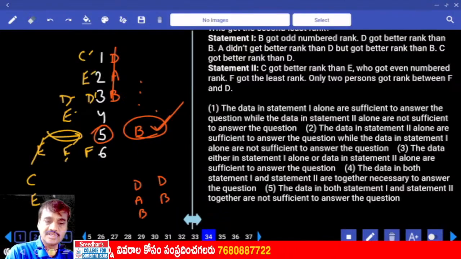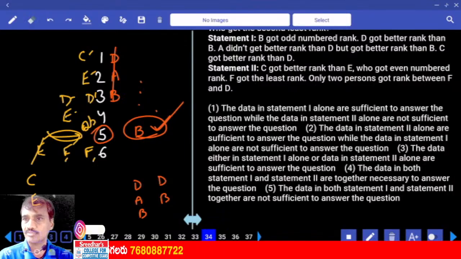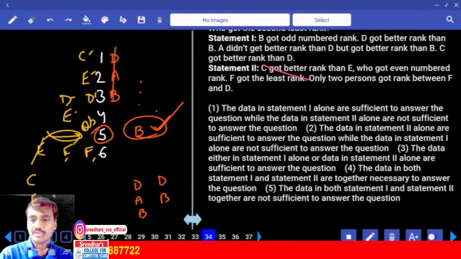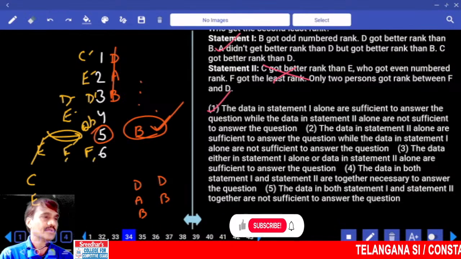Here C, D, E, F cannot be here. A or B can be at the 2nd place. We are getting more than 2 answers with the help of 2 alone, but there is only 1 answer with the help of 1 alone. Hence 1 alone is sufficient. Choice 1, question number 34.